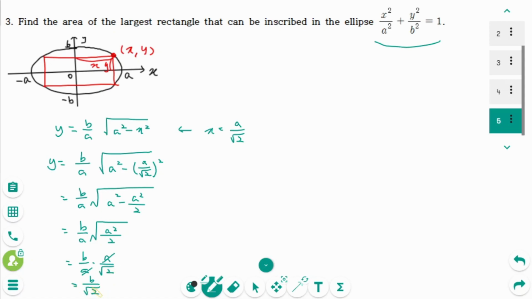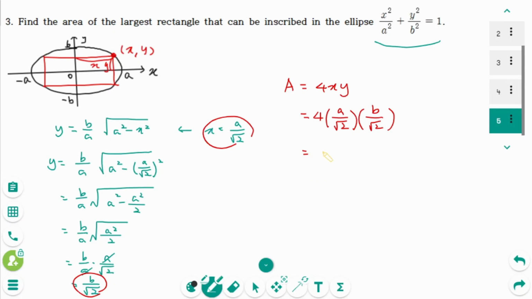The area of the rectangle A is 4 times x times y, then 4 times x is a over square root of 2, y is b over square root of 2 equals 4 times ab over 2. The final answer is 2ab. So the maximum area is 2ab.